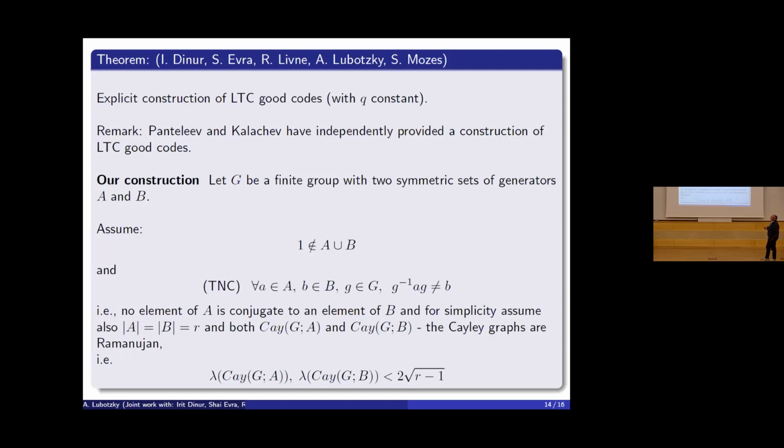So the good news, and that's the work I want to talk about, is that there exists an explicit construction of good LTC codes with Q constant. This is joint work with Irit Dinur, Shai Evra, Ron Livne, and Shachar Lovett. Amazingly, basically in the same week, two Russians, Panteleev and Kalachev, also put on the arXiv a construction of such codes. They came from a different point of view. Their interest was quantum LDPC good codes, which was another major problem, and they solved it, and along the way they also solved that problem. It's kind of amazing that the problem waited for 30 years, and suddenly things happened.